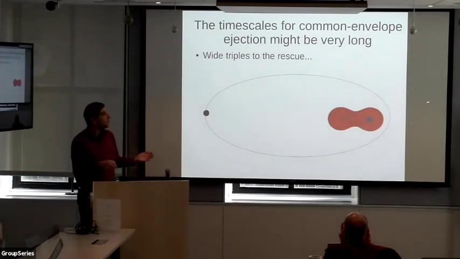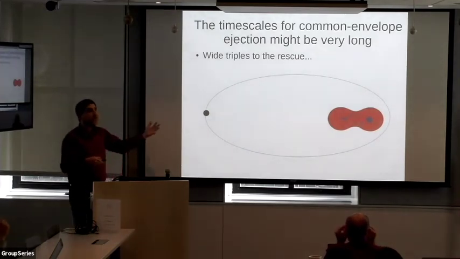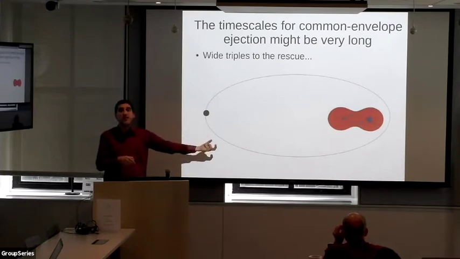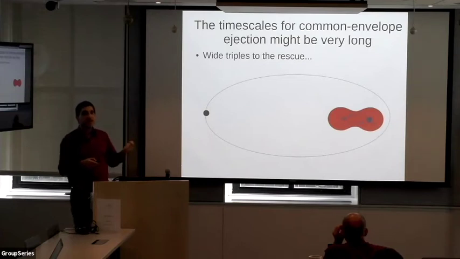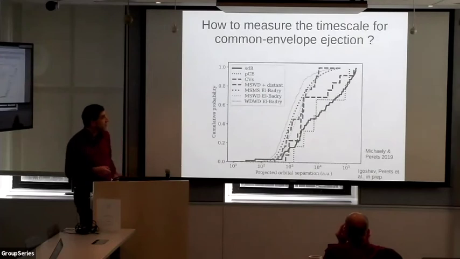So in principle, if you have a distribution of the same energy axis of wide binary progenitors, and then we have this distribution of wide binaries which have a post-common envelope binary primary, the difference between them should actually measure the time scale and the evolution of this mass loss. So can we do that?